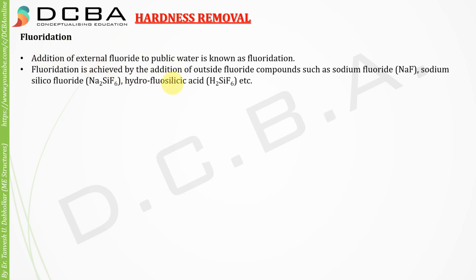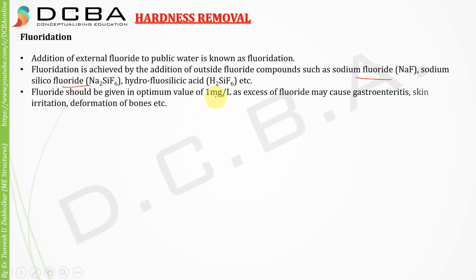Fluoridation is achieved by the addition of outside fluoride compounds such as sodium fluoride, sodium silicofluoride, silicic acid, etc. Fluoride should be given in an optimum value of 1 mg per liter, as excess of fluoride may cause gastroenteritis, skin irritation, deformation of bones, etc. So excess of fluorine is also not good.